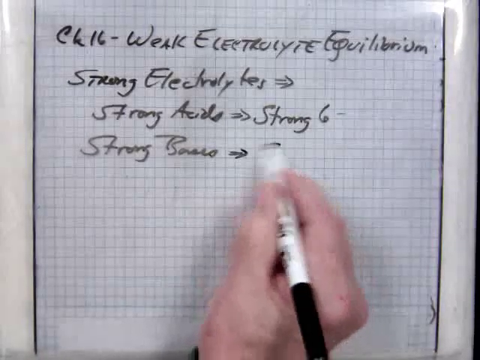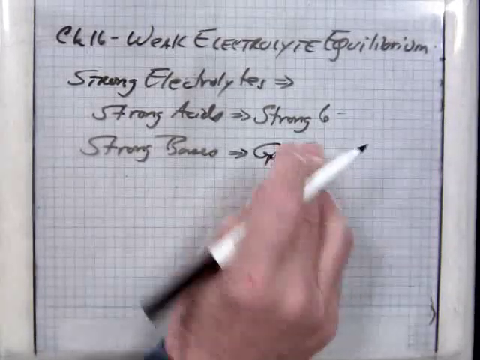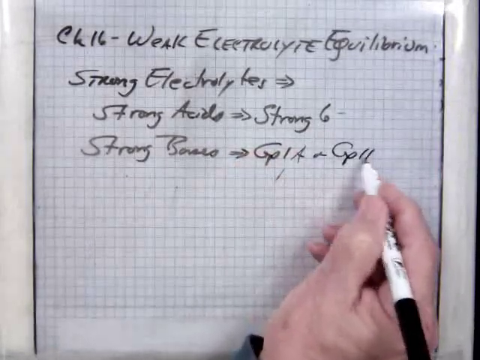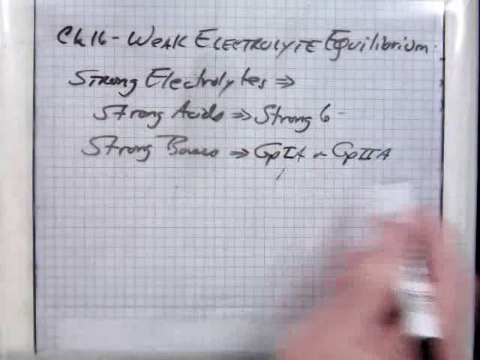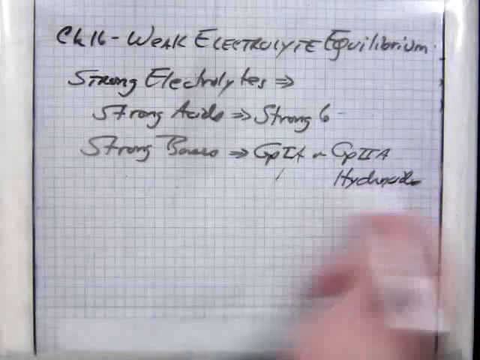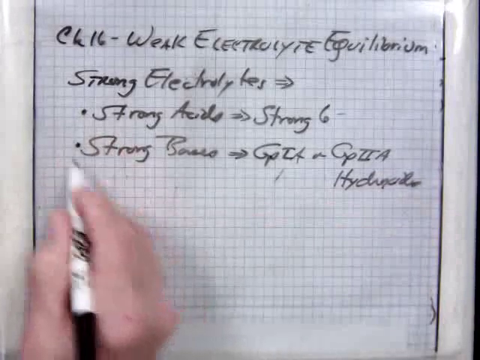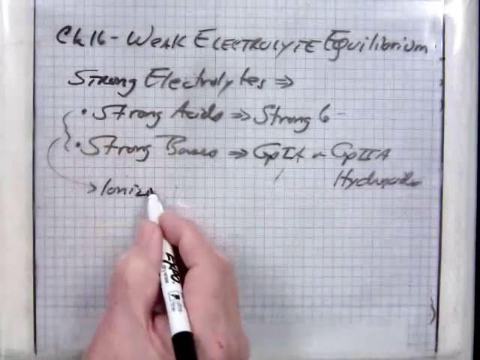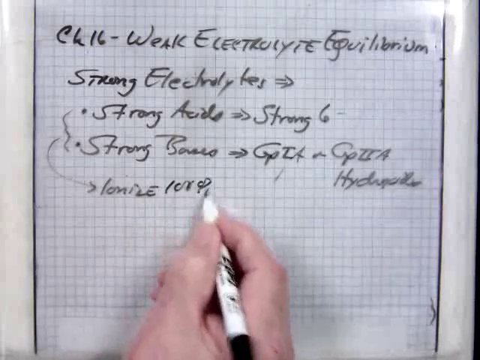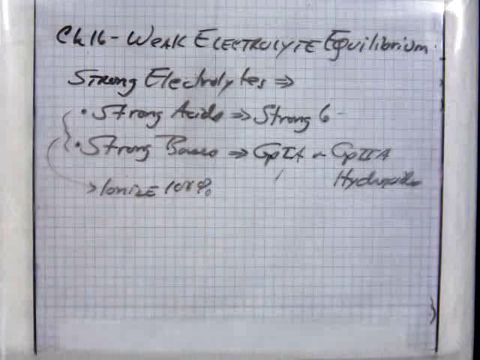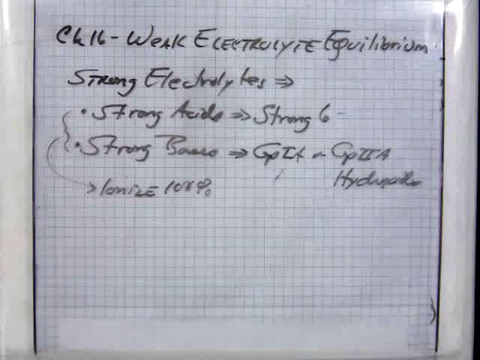Strong bases are, as you recall, group 1A and group 2A hydroxides. Now, characteristically, these ionize 100%. That is, you will not find any molecular forms of either strong acids or strong bases in solution.